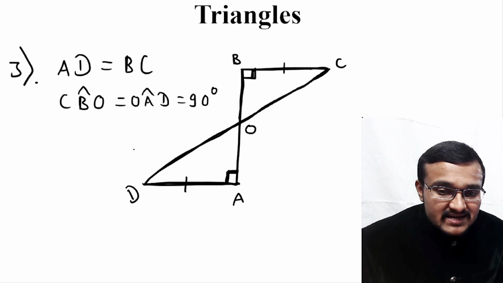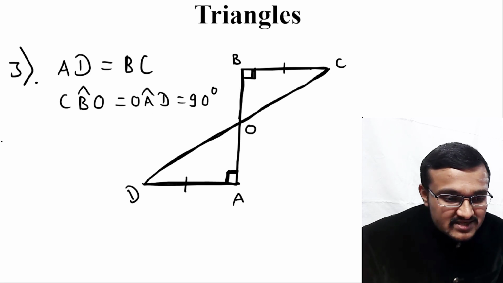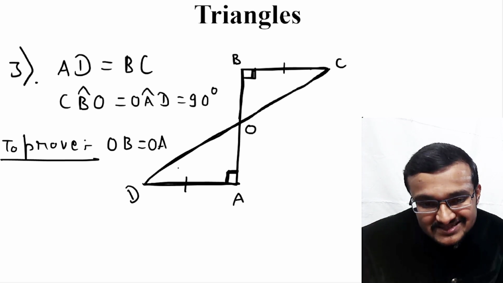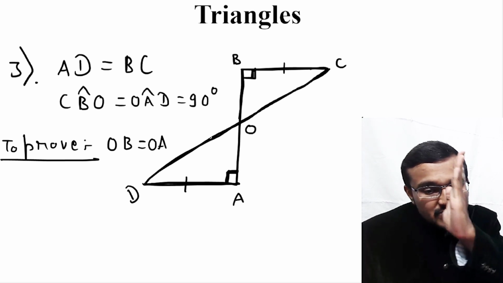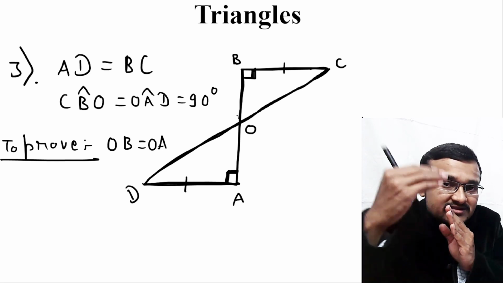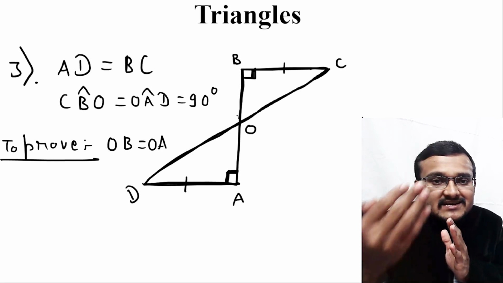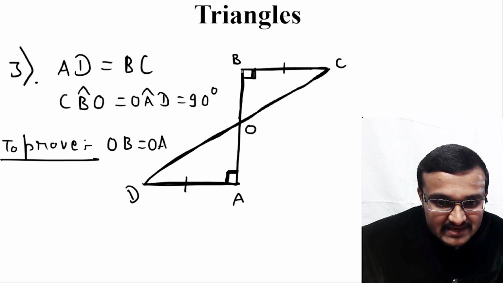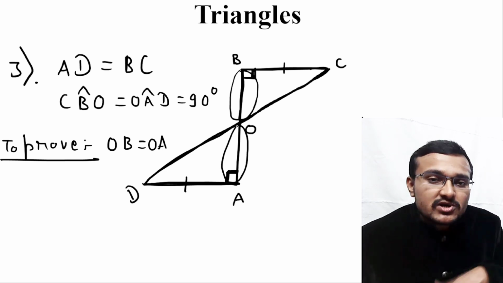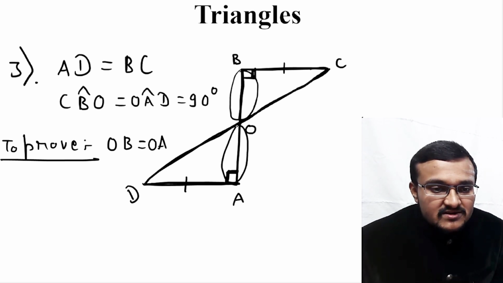Now based on this data you have to prove OB is equal to OA, because we have to prove that this CD exactly bisects the AB line. Bisecting means it has to divide the line into exactly two halves. So that means AB means this particular OB and this particular OA should be equal to each other. So that is what we have to prove in this particular question.